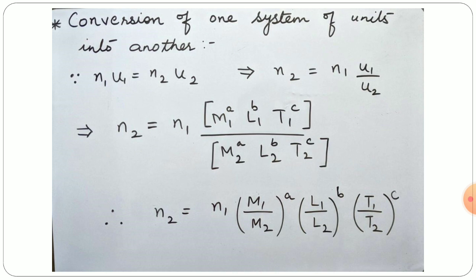Now how to convert? Using the relation Q = N1U1 = N2U2, we can write the equation and solve. We will get N2 = N1 (M1/M2)^A (L1/L2)^B (T1/T2)^C.